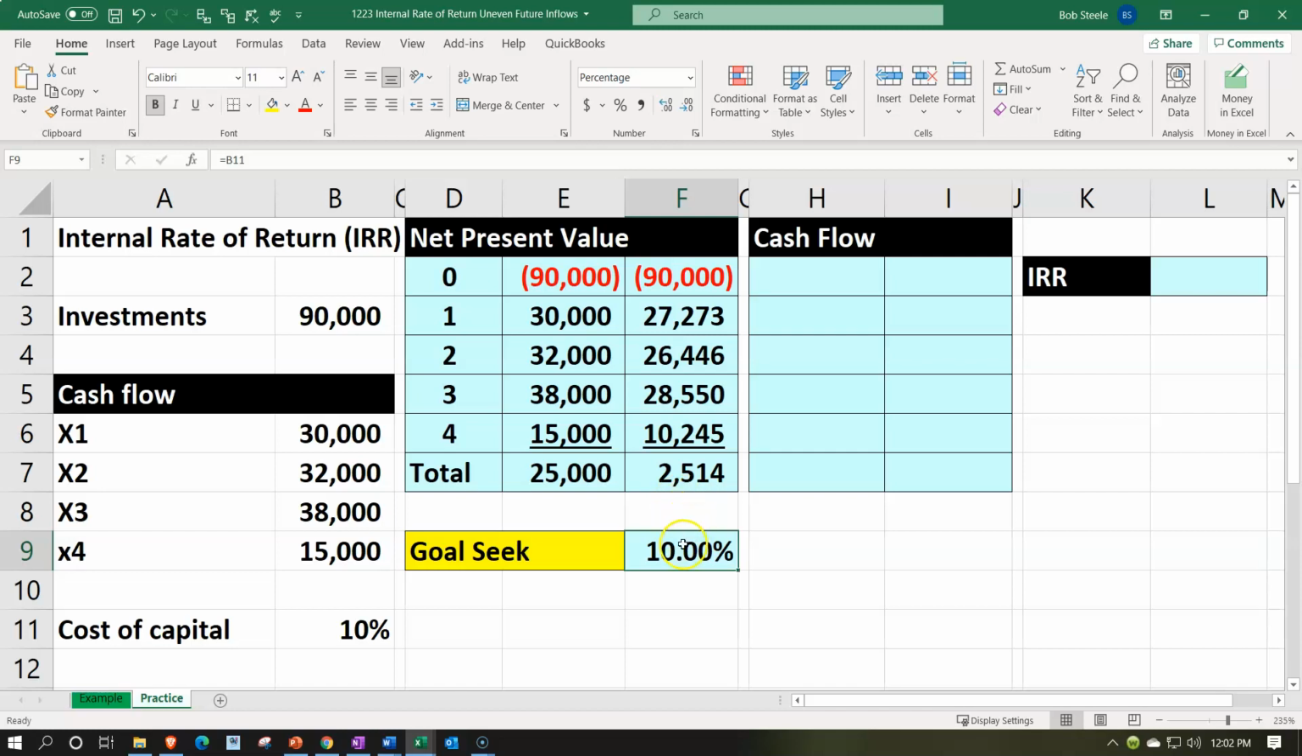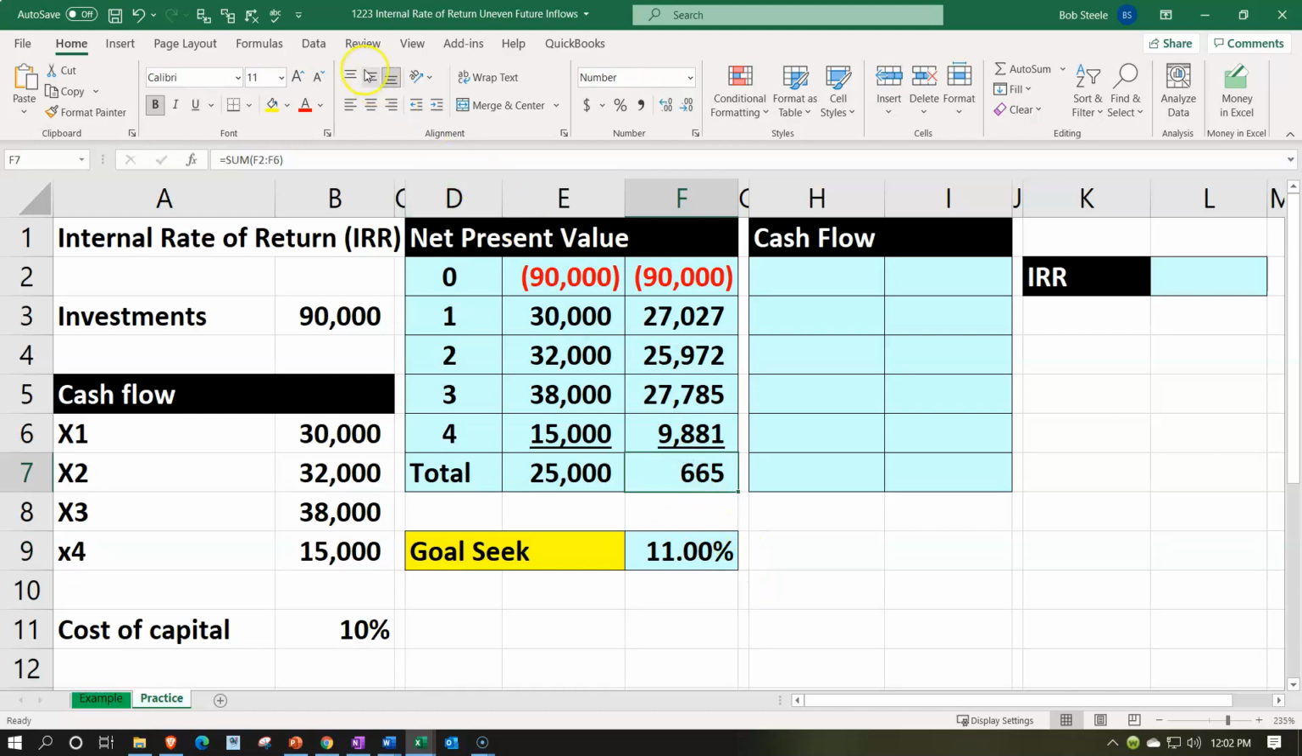Well, what if I just change this percent till that gets to 0? Meaning, what if I made this 11%, for example? It's getting close, and so on. So we can use autofill or Excel to do that. We can ask Excel, would you please set this number to whatever it needs to be to make that number 0? And that'll give us our IRR, the internal rate of return.